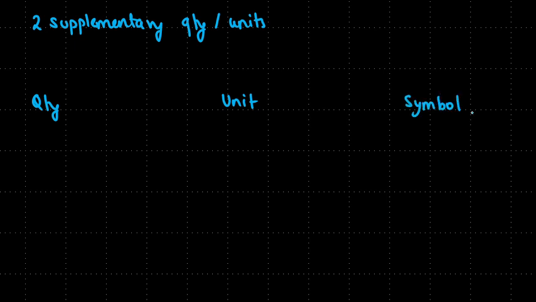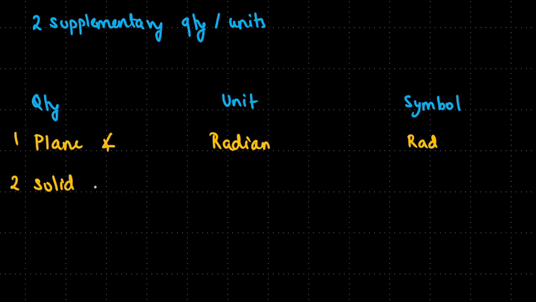Don't worry about me explaining these. I will explain them in a new video that will come out pretty quick, so check out for that. The first one is plane angle. This is the symbol for angle for me. Plane angle is in the units of radian and its symbol is rad. The second one is solid angle, and its unit is steradian, sr. You can write radian as capital R or small r, doesn't matter.